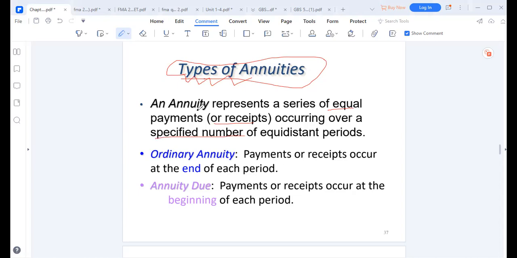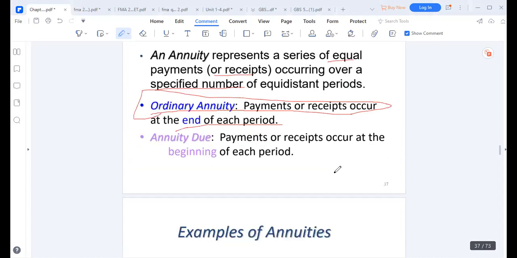And of course, there are two types of annuities. We have ordinary annuities, an annuity where payments or receipts are made or occur at the end of each period, that is, at the end of each period or month. And our annuity due is where payments or receipts occur at the beginning of each period. So it's an annuity where payments or deposits are made at the beginning of each period.